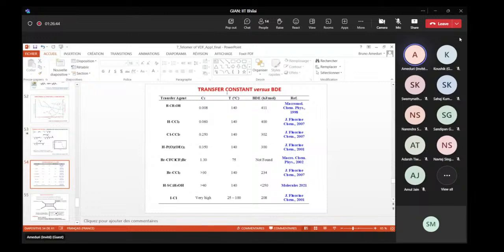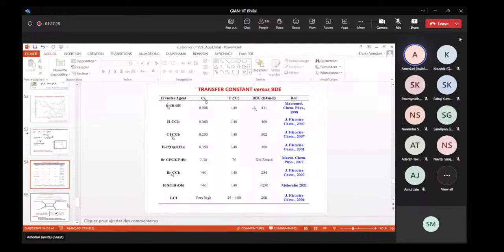And if you look at the different chain transfer agents used in telomerization of VDF, whatever methanol, chloroform, CCl4, this phosphorus containing chain transfer agent, we use also this dibromo compound to make some macromonomers, this bromo CCl3, this thiol or ICl. You can see that the chain transfer constant changes according to the bond dissociation energy. And the higher the bond dissociation energy, the lower the chain transfer constant, showing that these are very efficient chain transfer agents, but you produce low molecular weight.